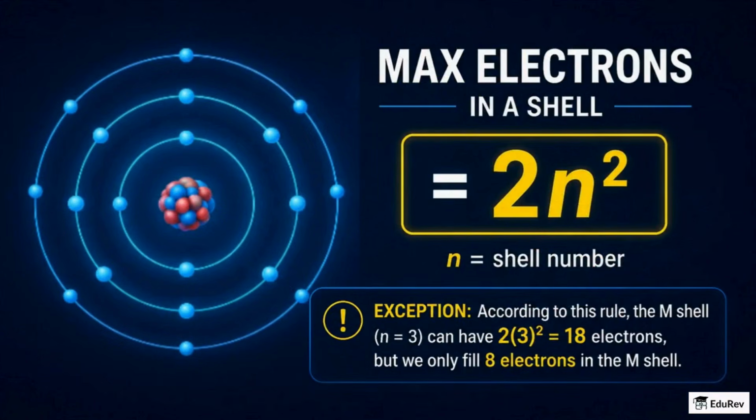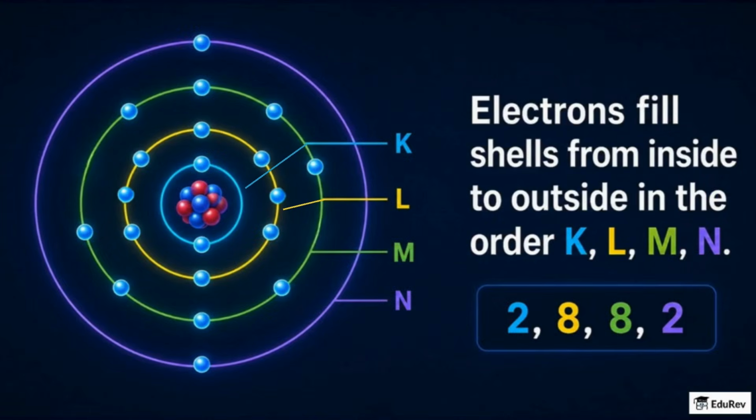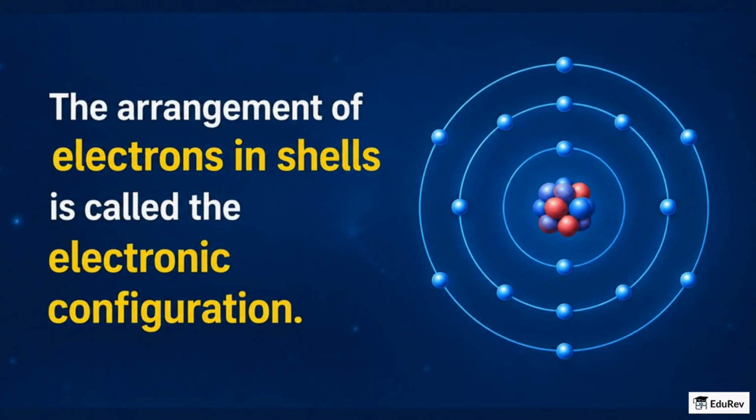The maximum number of electrons in a shell follows the rule 2n squared. So K shell, n equals 1, can have 2 electrons, L shell, n equals 2, can have 8, and M shell, n equals 3, can have 18. Electrons fill shells from the one closest to the nucleus outward in the order K, L, M, N. The arrangement of electrons in shells is called the electronic configuration of an atom.